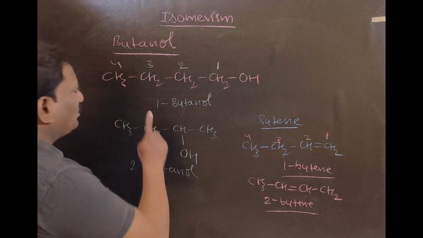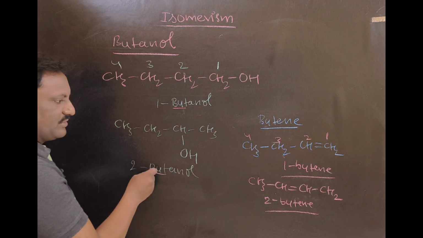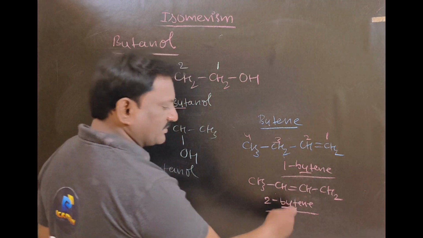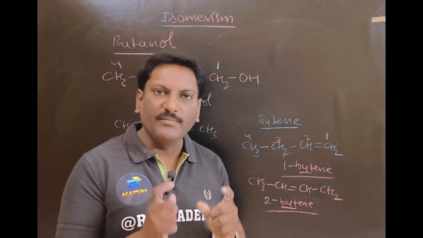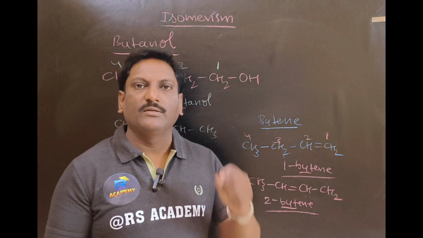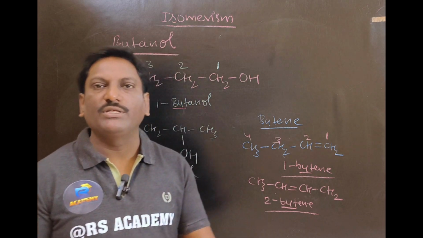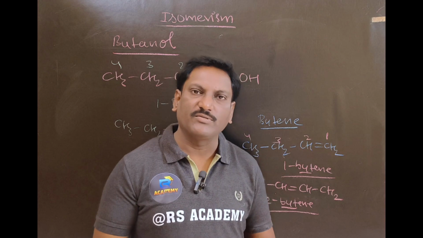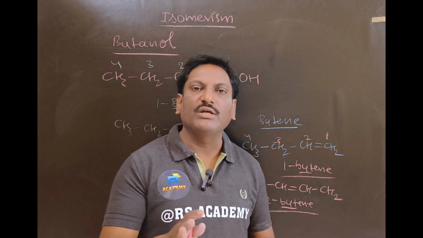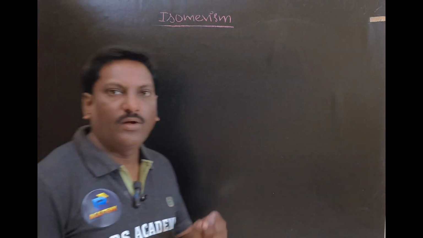But there is no change in the parent chain. So same chemical formula but differing in the position of the double bond, the position of the triple bond, the position of the functional group and the position of the substituent. These are called positional isomers. Okay, make a note. Next one, functional group isomerism.